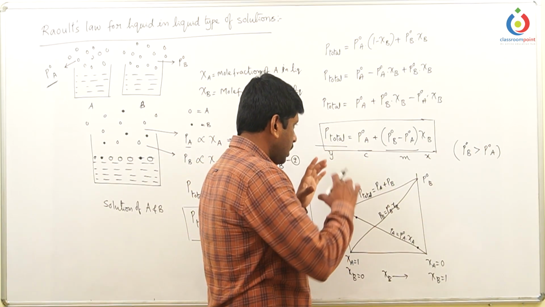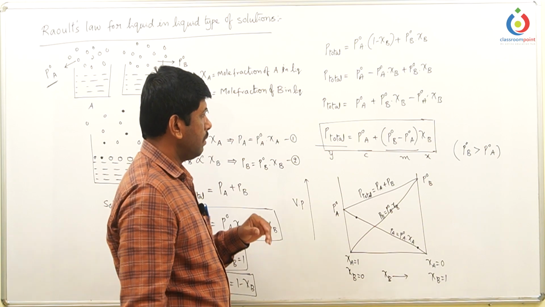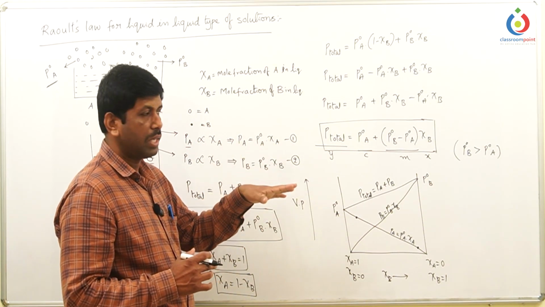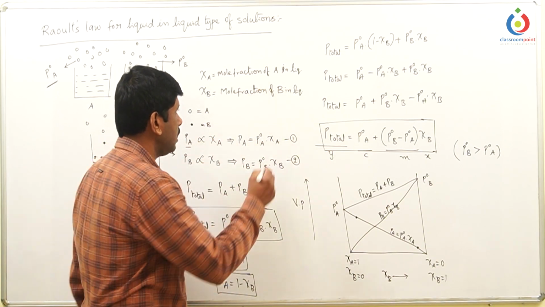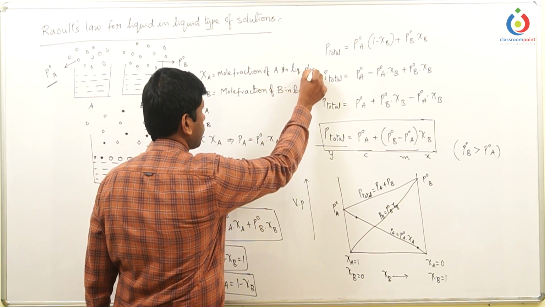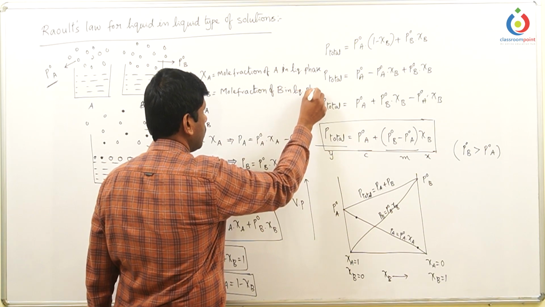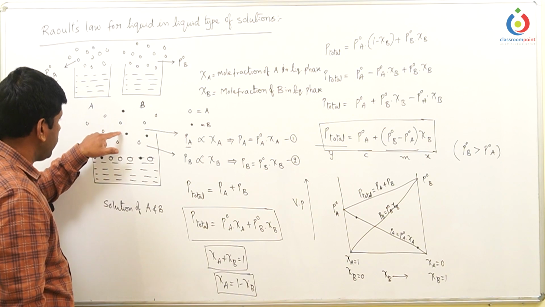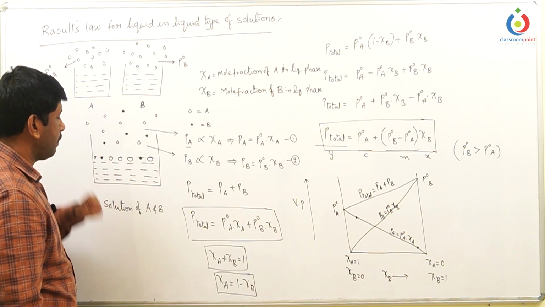Now, from all these concepts, we can calculate the P naught A values, P naught B values, total pressure, and mole fraction of A and B in the liquid phase. This is the liquid phase. Then, how to calculate the mole fractions of A and B in the vapor phase?